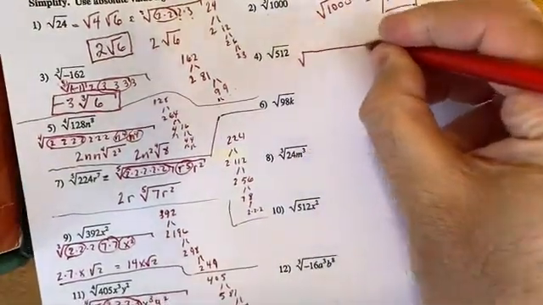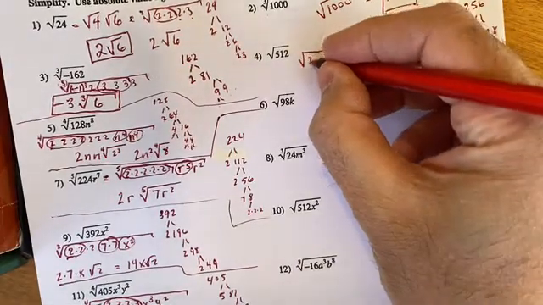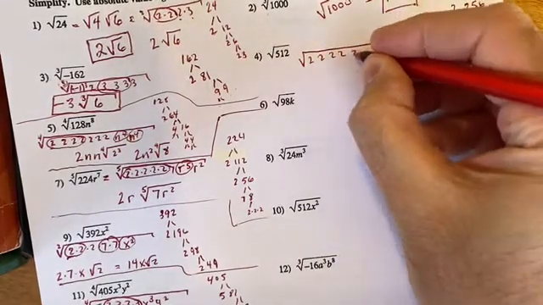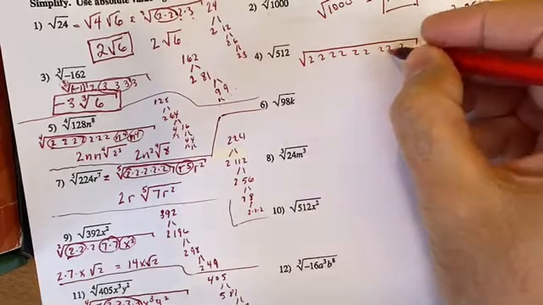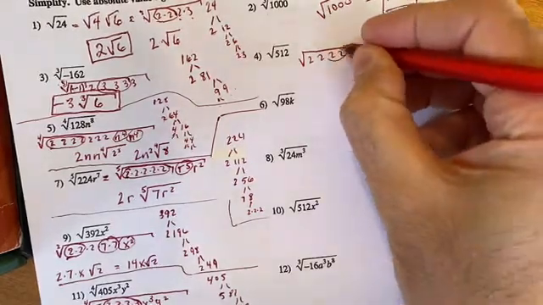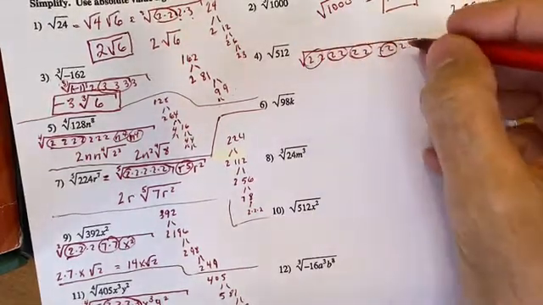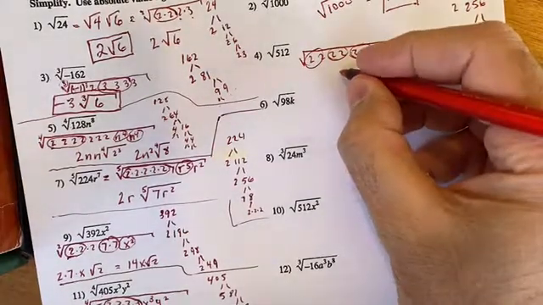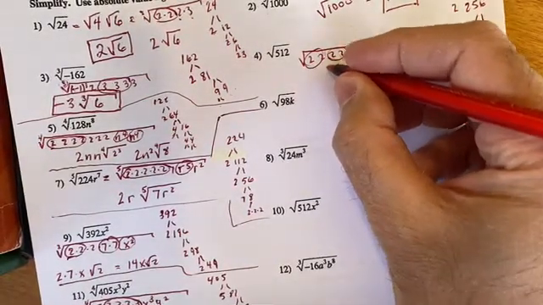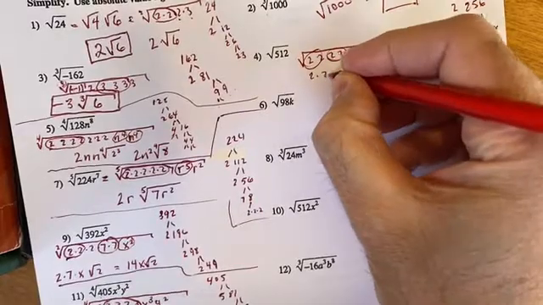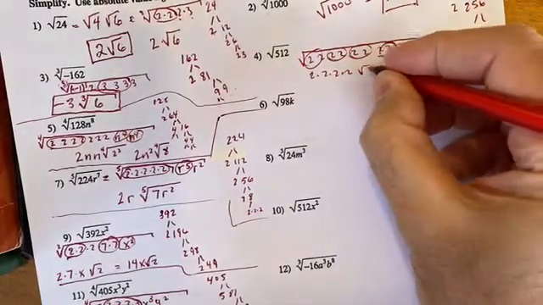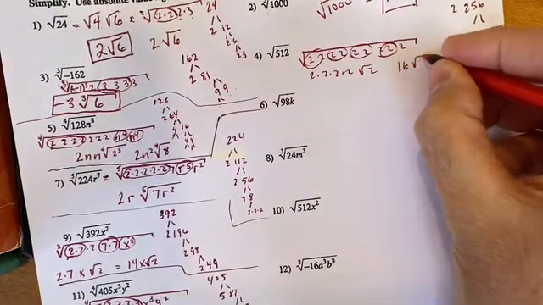So 2, 3, 4, 5, 6, 7, 8, 9. Every 2, 1 comes out. So 1, 2, 3, 4 2s come out. So this is 2 times 2 times 2 times 2 times the square root of 2, which is 16 radical 2.